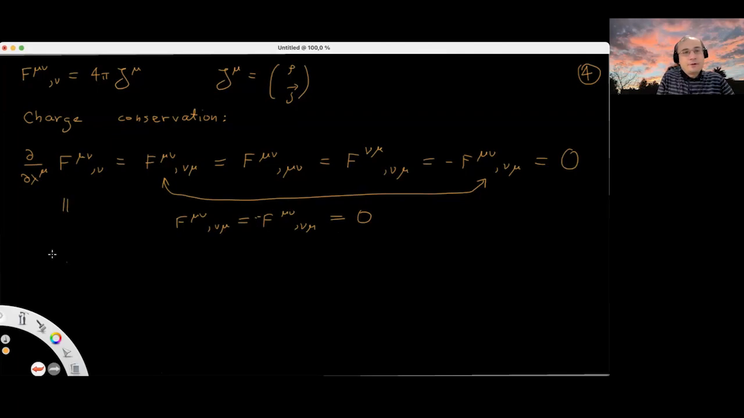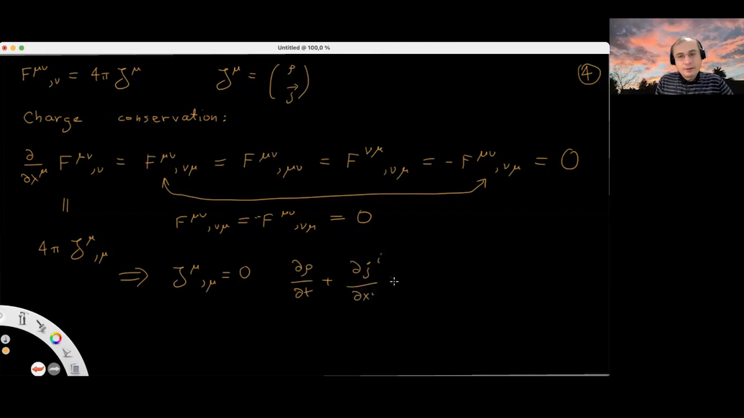On the other hand, if we differentiate the right-hand side, what we get is 4 pi j mu, comma mu. So it follows that this thing is supposed to have a vanishing four-divergence. So let's write this equation in terms of the decomposition into the time-like component, which is rho, and the spatial components j. It tells you that d rho over dt plus dj i over dx i is equal to zero. This is the divergence of j. So we have just discovered the charge conservation, meaning that the only possible local change of charge density may happen only because there is some kind of divergence of the currents. So yeah, it follows automatically from this part of Maxwell's equations that we have the local charge conservation.